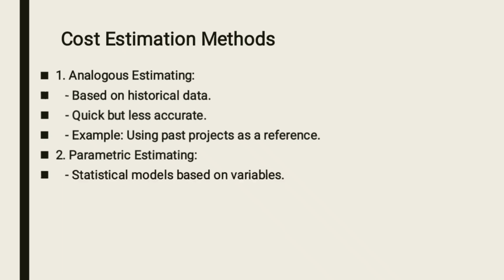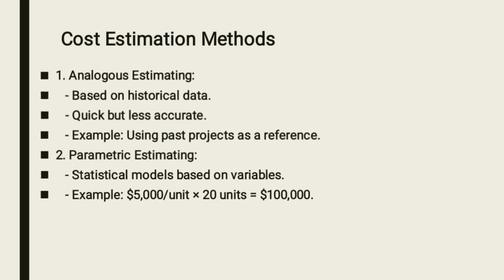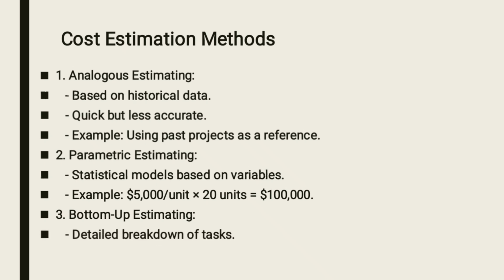Method number two is known as parametric. Here you use statistical models based on the numbers in the data which you have. An example is where you want to build houses. Let's say each house costs $5,000 and you want to build 20 of them. To estimate the total cost, you simply multiply 5,000 by 20 and it gives you $100,000.